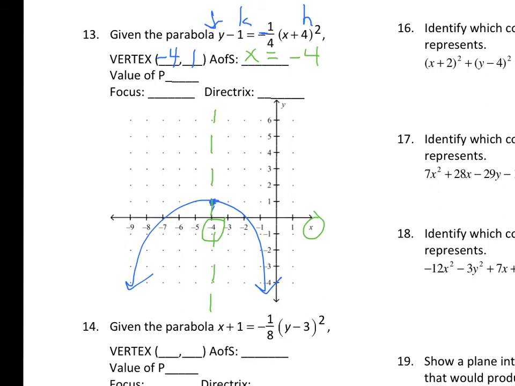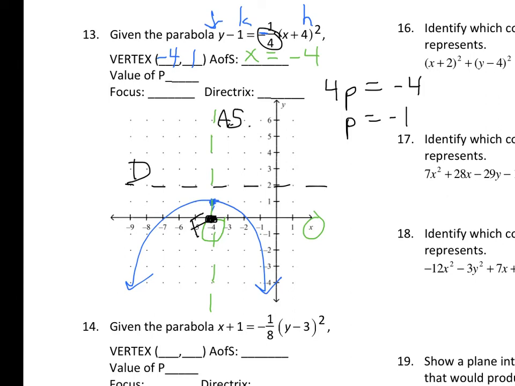Now for the value of p. We set 4p equal to that number, -4. So p is going to equal -1. That means that the focus is down 1 from the vertex, and the directrix is up 1 from the vertex. So that's the directrix, that's the focus, that green one's the axis of symmetry. So the value of p was -1.